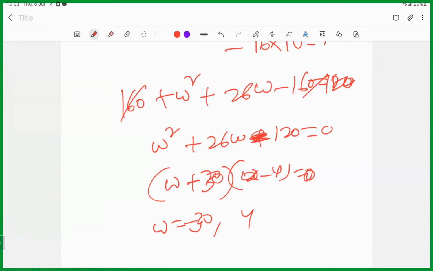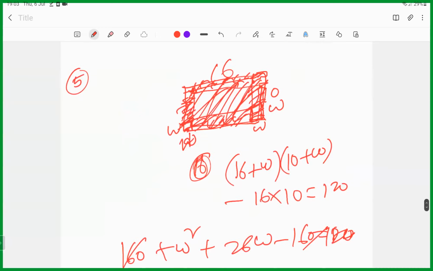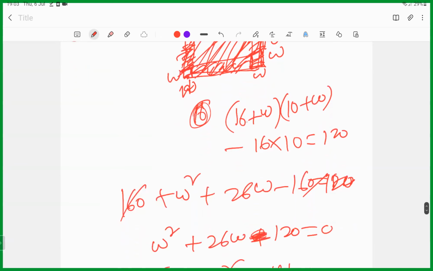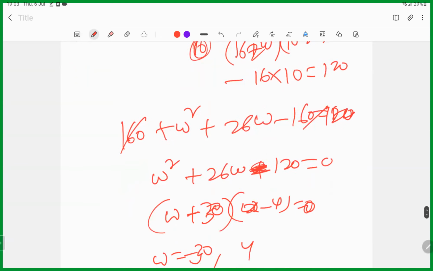Oh, they also got 2. Here the answer is also given as 2. Oh, sorry. Right, 2 only. Here it is 16 plus 2W, not W. This side is W, that side is W. The total length will not be 16 plus W, it is 16 plus 2W. The width will be 10 plus 2W. Then finally, if you solve that, you will get 2 only.